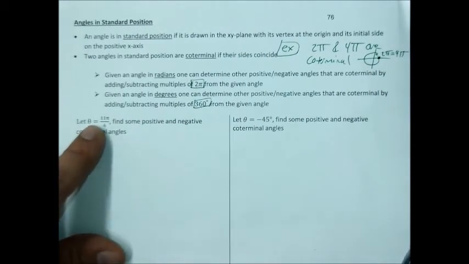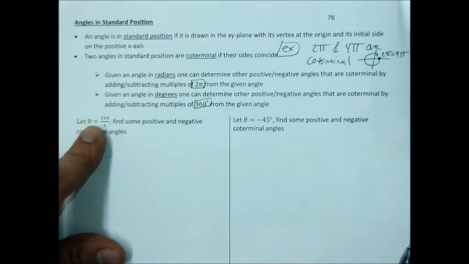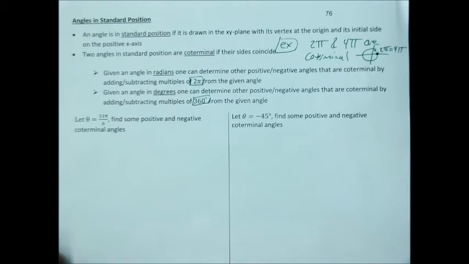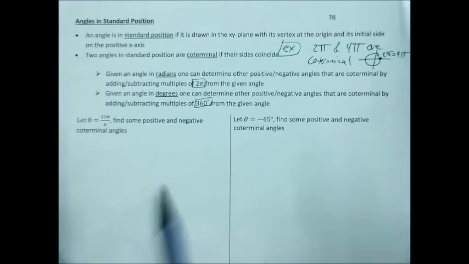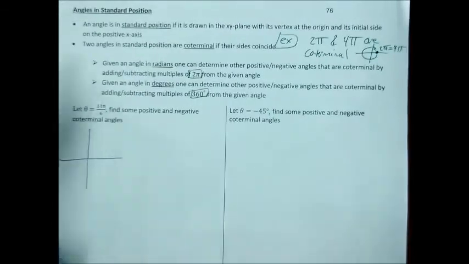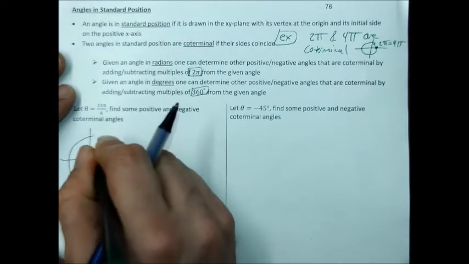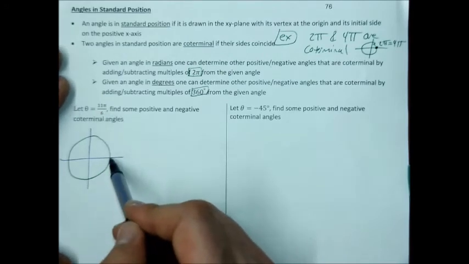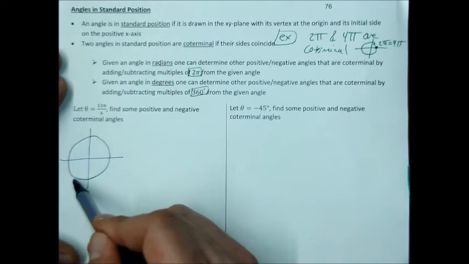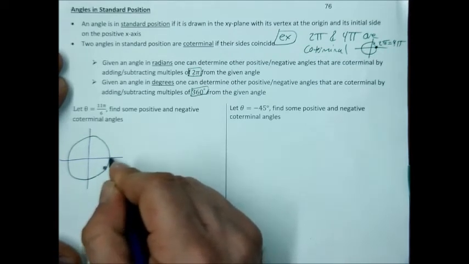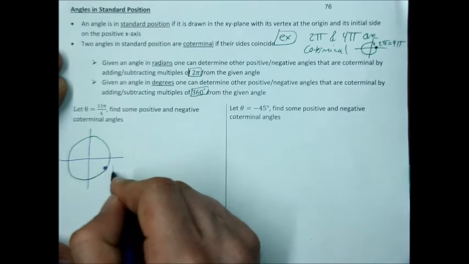Let's do this one first: 11 pi over 6. Let's find some positive and negative coterminal angles. First of all, let's note where 11 pi over 6 is. Let me draw that out. If we're looking at the unit circle, 11 pi over 6 is 11 steps of pi over 6, and it's a positive version, right? So we go counterclockwise, 11 steps of pi over 6, and that would put us down here, one step away from the x-axis. So this is 11 pi over 6 right here.